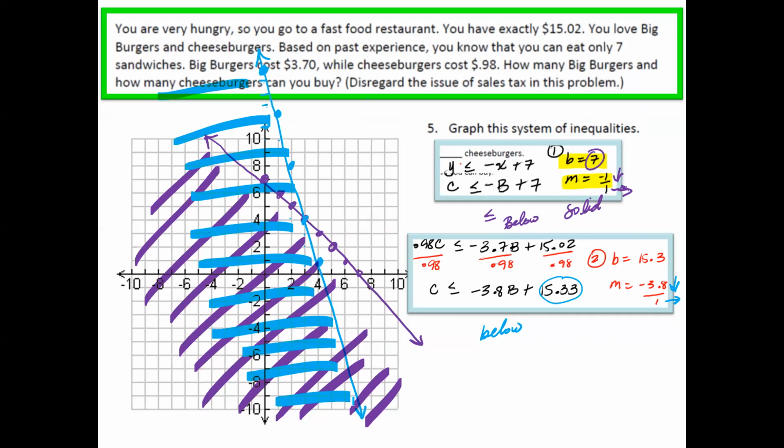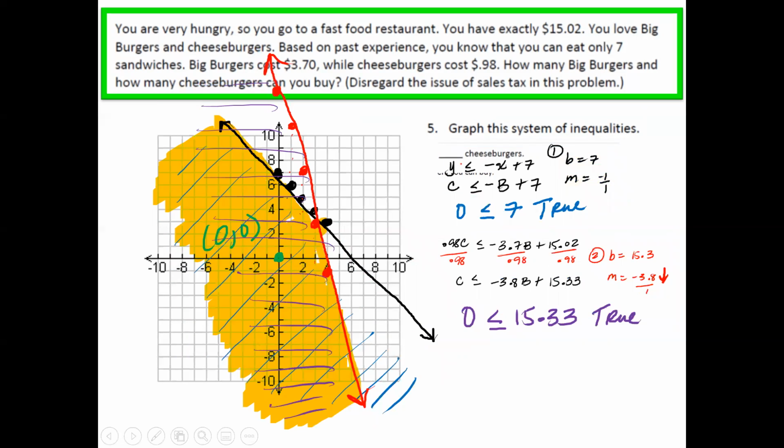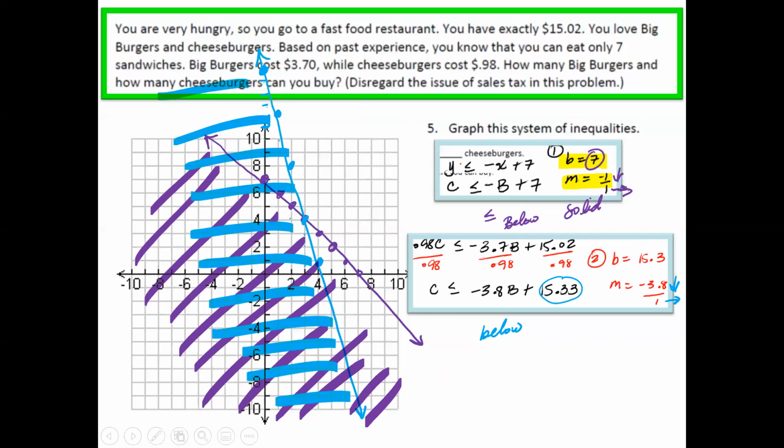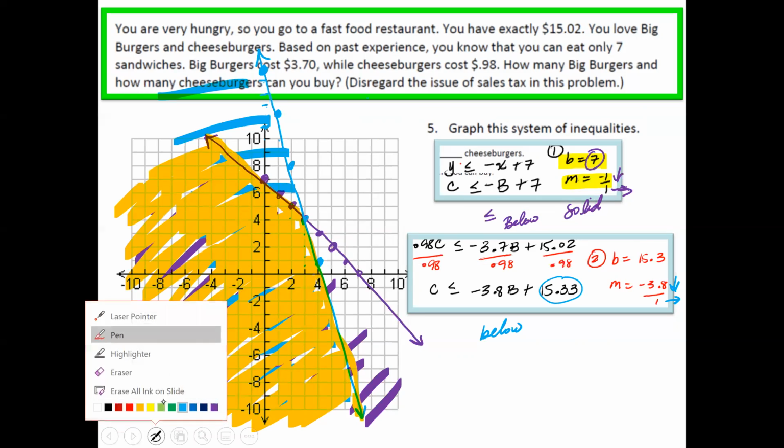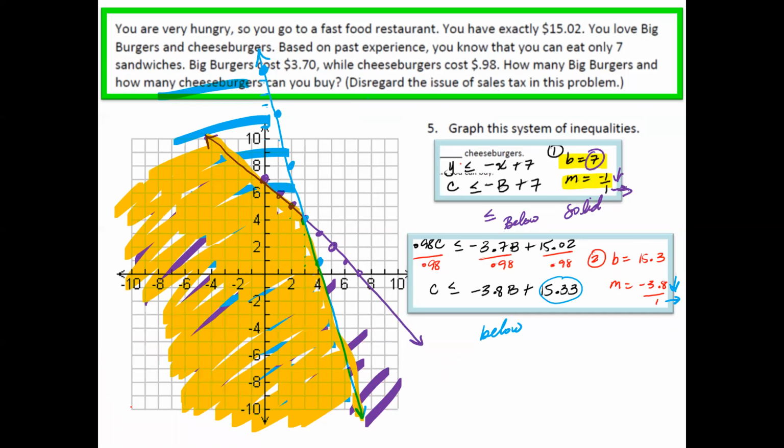All right. So do you see where the purple and the blue lines overlap right here in this region? So generally what that means is any answer that is within this orange region or this overlapped region will be an answer that you can purchase with the $15.02 and it will not exceed the 7 burgers.